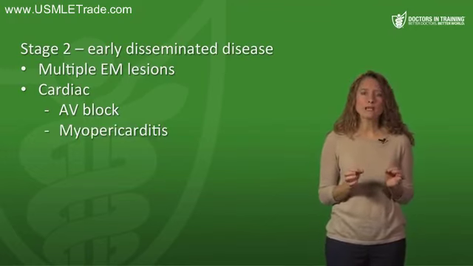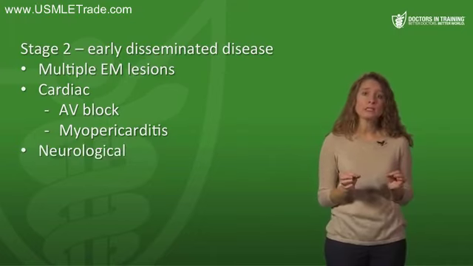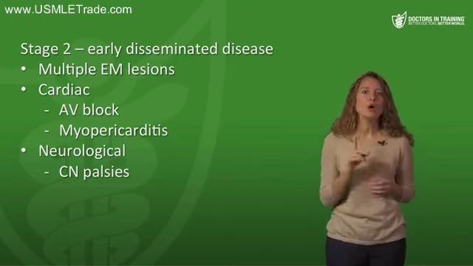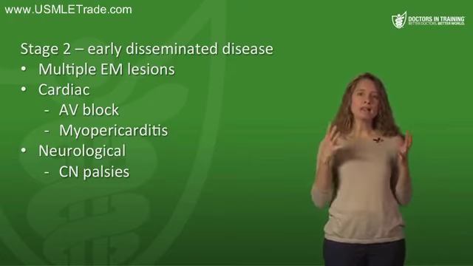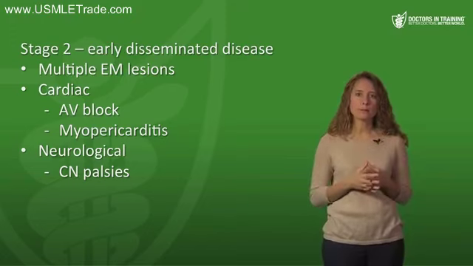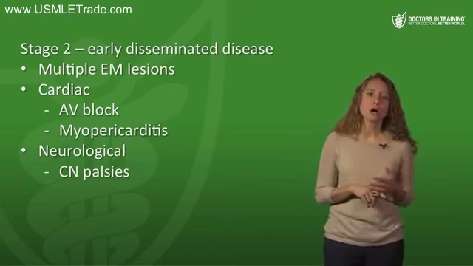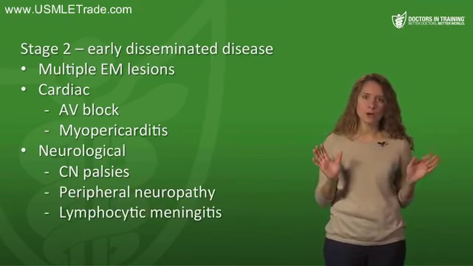There are also several possible neurological abnormalities in the early disseminated phase of Lyme disease. You can get cranial nerve palsies, especially involving the facial nerve. One finding that's a huge clue to the diagnosis of Lyme is bilateral facial nerve palsy. This doesn't happen in many other disease states. Lyme can also cause peripheral neuropathy or lymphocytic meningitis, among other neurological problems.